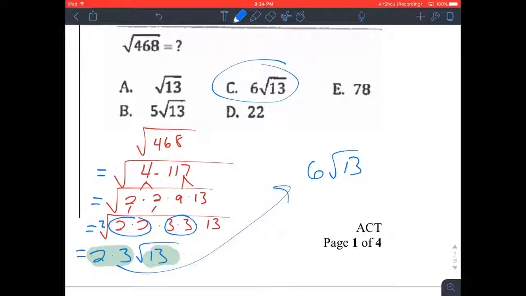A quicker way to do this problem, much quicker, is to type into your calculator square root of 468. Hit enter. It's going to give you a number. It's going to give you 21.6 approximately. Then take all these other numbers and put them in your calculator. This is obviously not 21.6. This one here is close. Square root of 13 is less than 13. So you're really only down to 3 choices, but 6 square root of 13 will check out and give you the same answer.